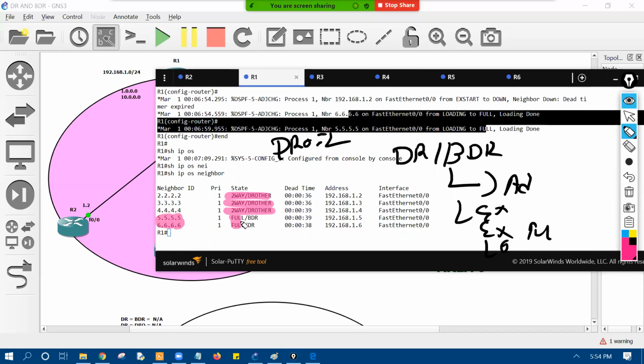This is the priority of this interface, and this is the neighbor router ID, right? And this is the dead time. This is the address with which I'm forming the neighborship. This is the router ID of the router, and I'm forming the neighborship with this interface.